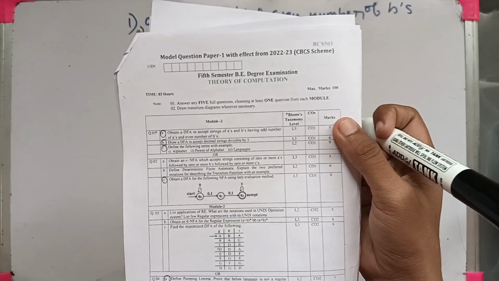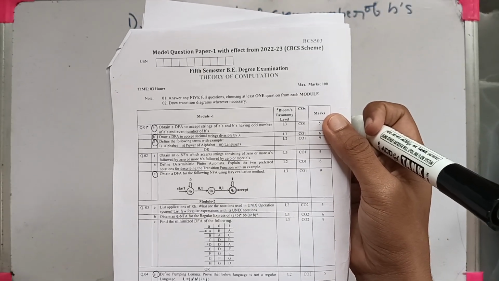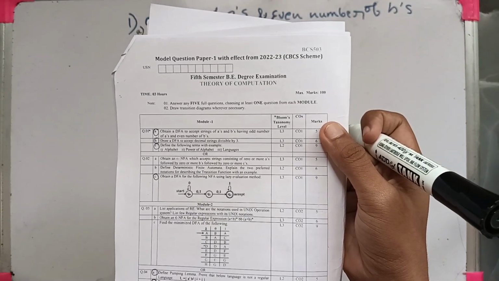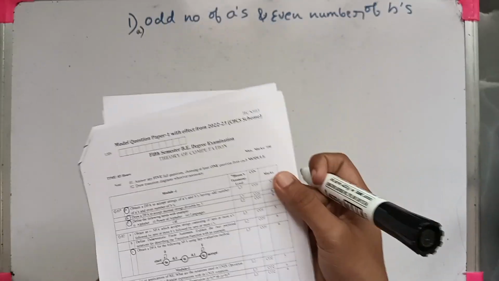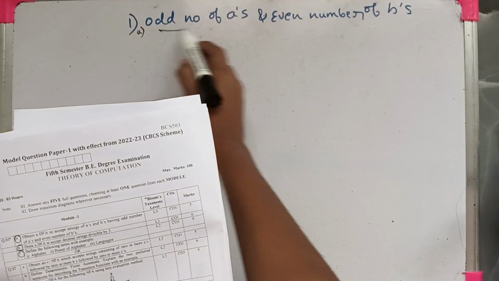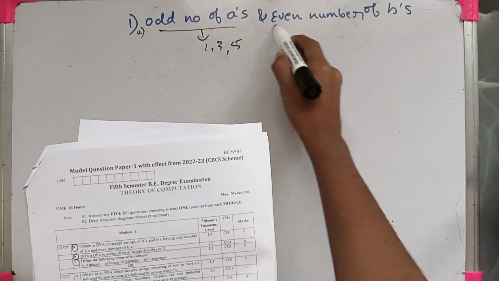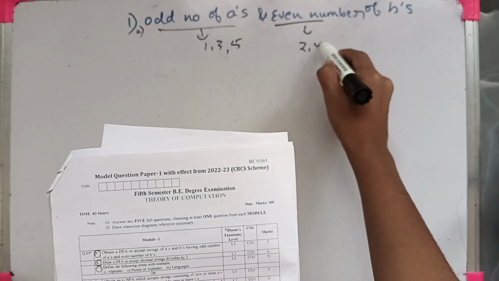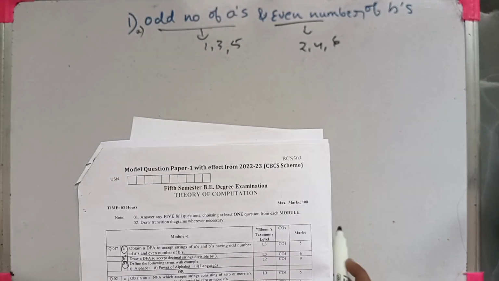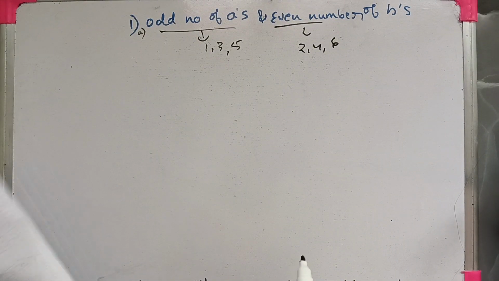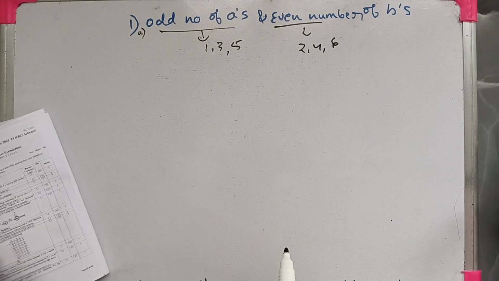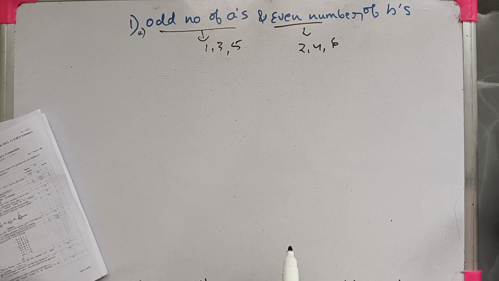Okay. First question: obtain the DFA to accept strings of A's and B's having odd number of A's and even number of B's. They are asking odd number of A's, that means 1, 3, 5, and even number of B's, that is 2, 4, 6. Okay. And this question is from module 1, modulo K counter problem.